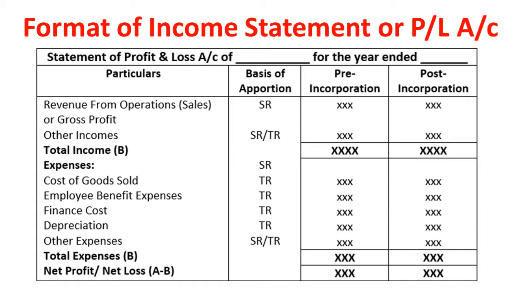So in the particulars, the same format which you have studied while studying the final accounts, right? So revenue from operations, the basis of apportionment, sales ratio, then gross profit, then other incomes, right? So all these things I have explained in the first video. You can understand. Just to have a look at the format I have kept it, right? We'll proceed with the problems.